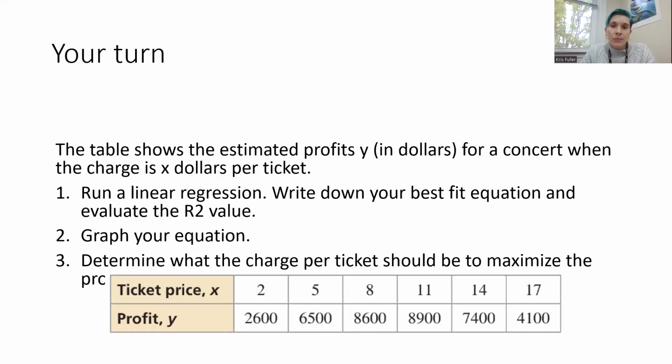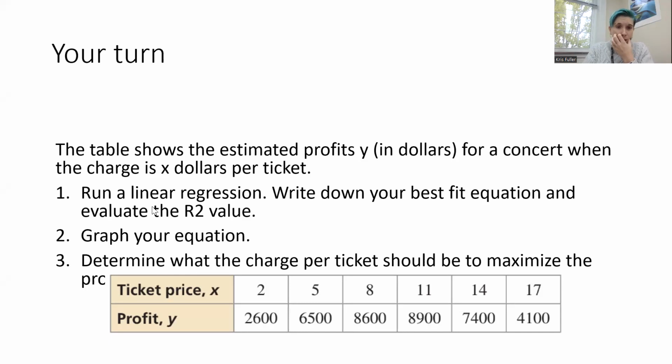So again, we're going to start with the problem that we didn't get through in class today. So that's this problem here. We're looking at profits versus the amount you charge per ticket. The amount of money you make is your profit, that's your Y. The amount of money you charge for tickets is your X value.